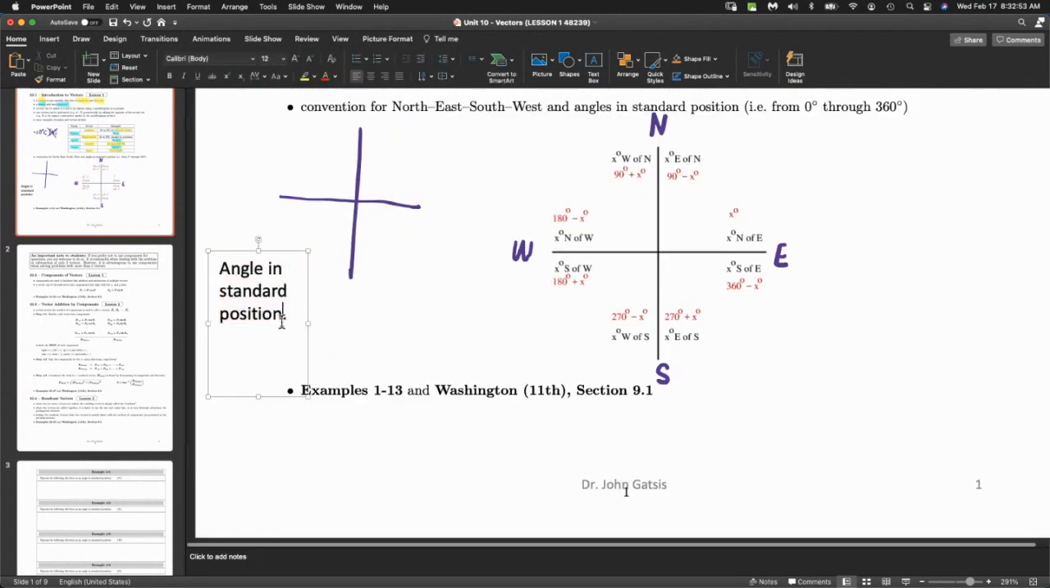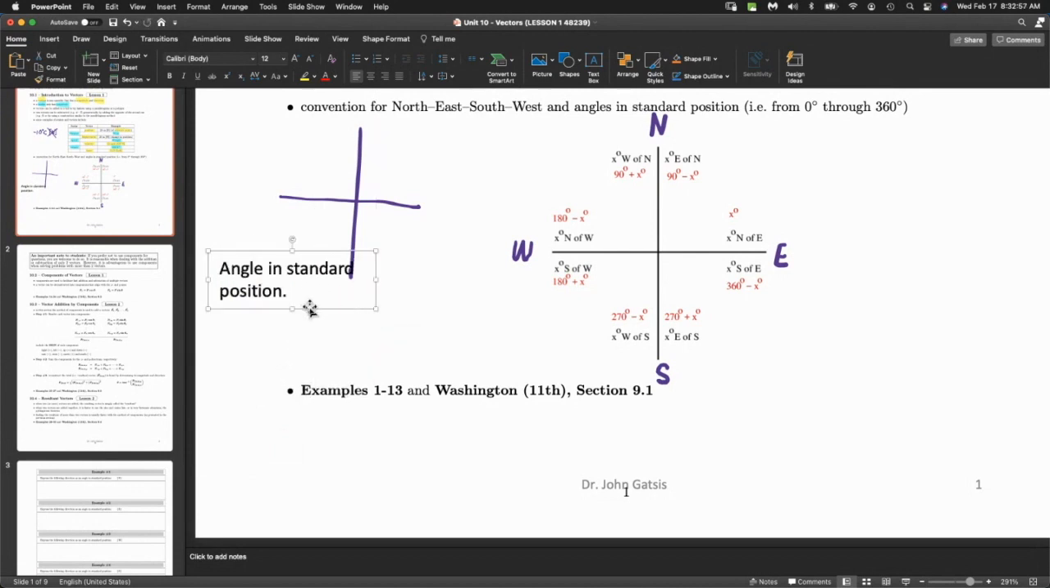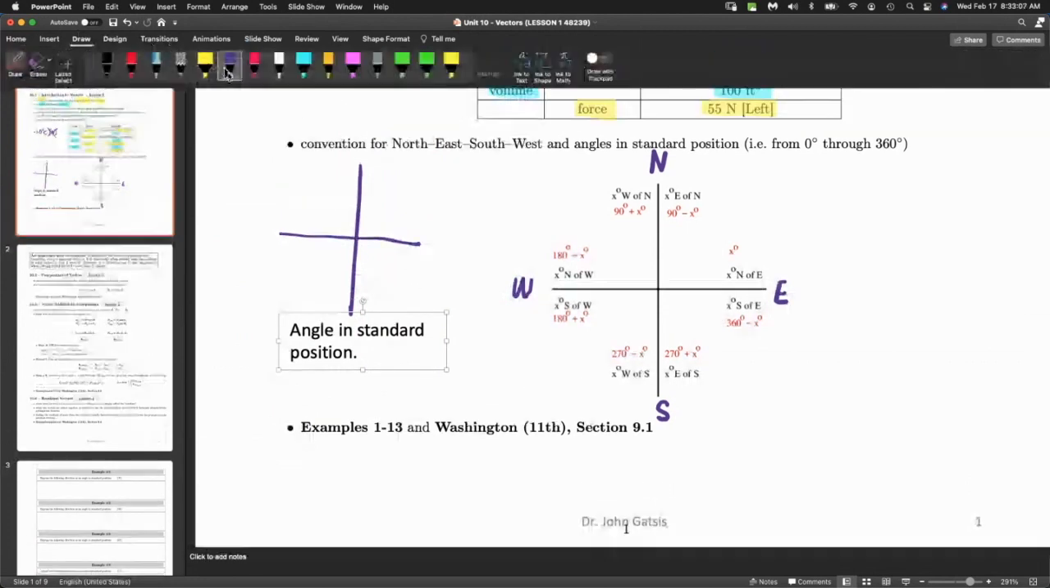So can someone tell me what that means, angle in standard position? Who remembers that from grade 11 math? Who remembers anything about that in grade 11 math? The silence is deafening. Okay, let me remind you a little bit.